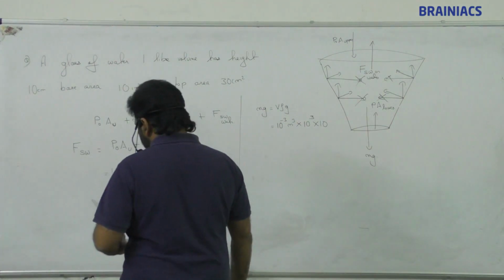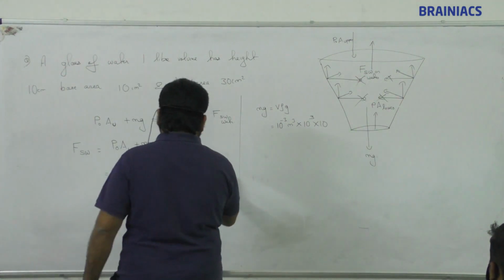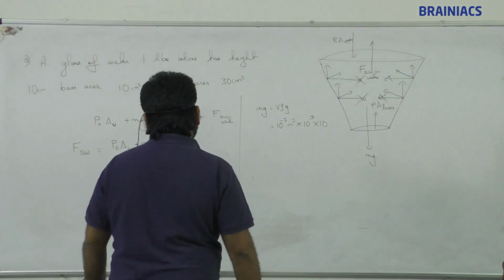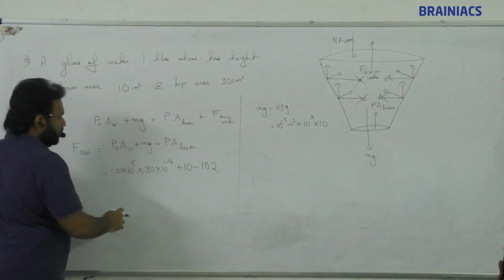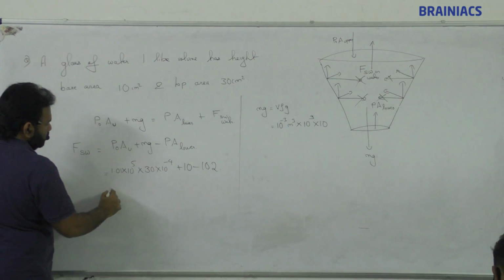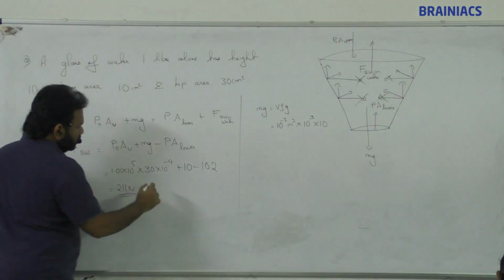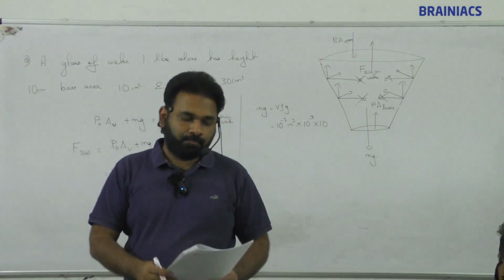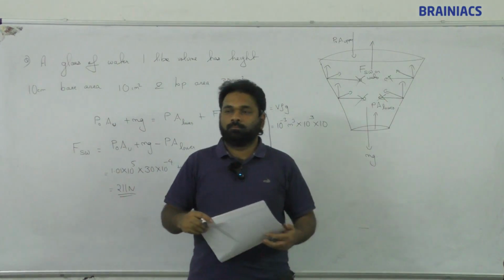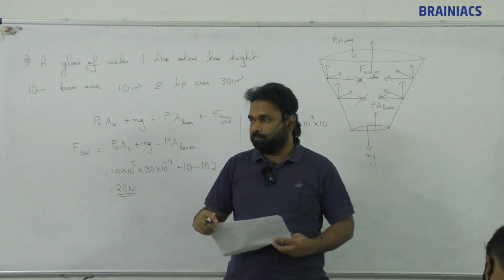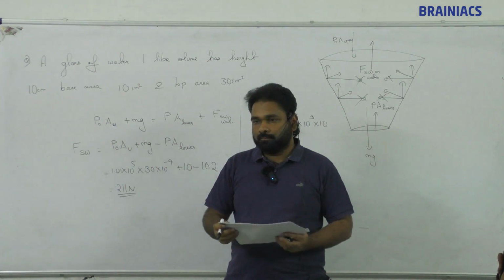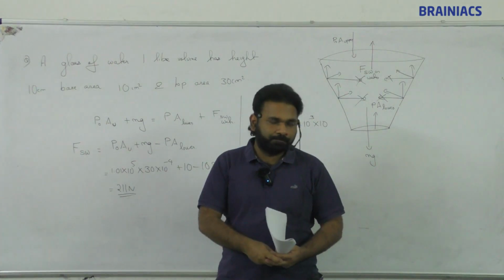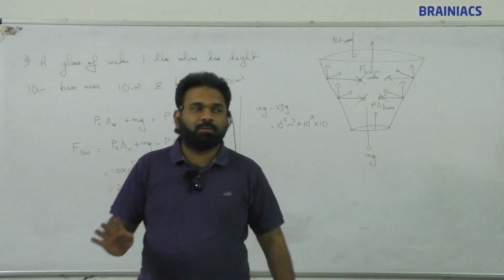Minus P A lower, which will be what? Solve this, how much are we getting? 211 Newton. Clear? Done? It is a very difficult question. Okay then, certain questions in between we should do like this.